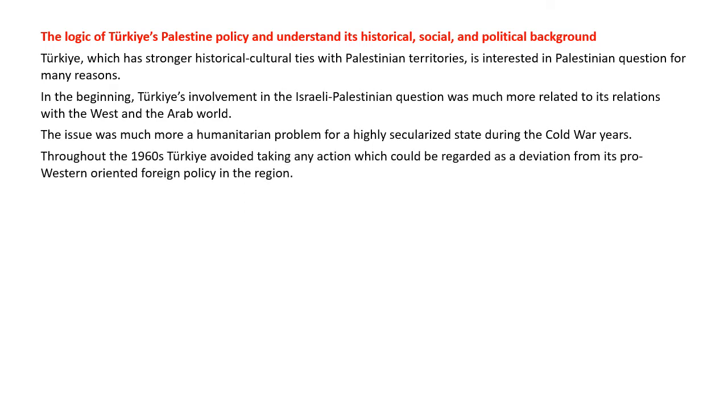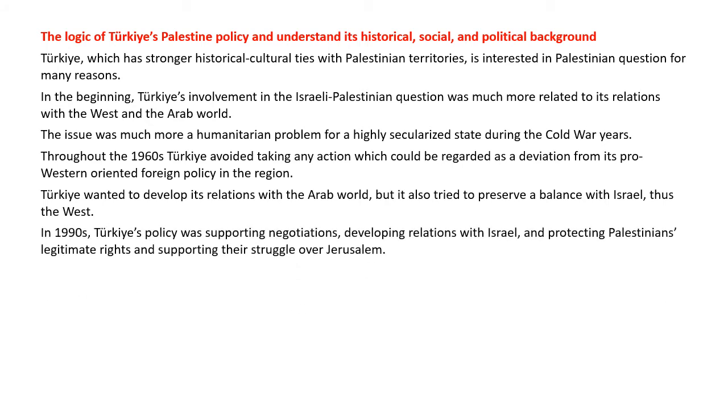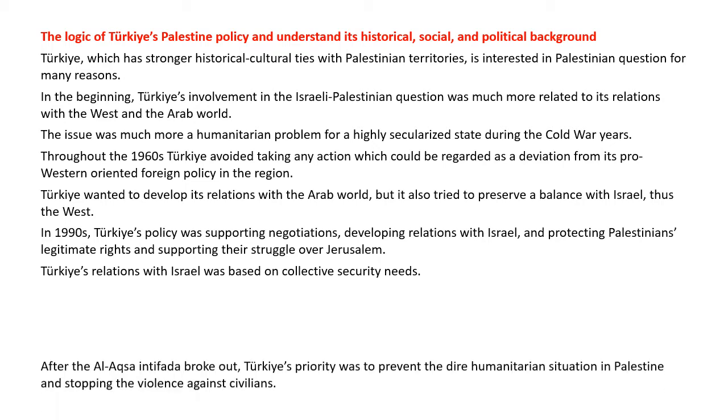years. Throughout the 1960s, Turkey avoided taking any action which could be regarded as a deviation from its pro-Western-oriented foreign policy in the region. Turkey wanted to develop its relations with the Arab world, but it also tried to preserve a balance with Israel, thus the West. In the 1990s, Turkey's policy was supporting negotiations, developing relations with Israel, and protecting Palestinians' legitimate rights and supporting their struggle over Jerusalem. Turkey's relations with Israel were based on collective security needs.